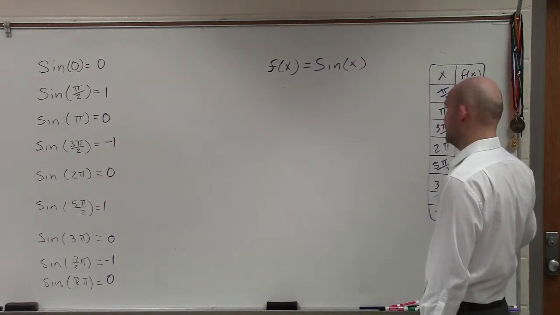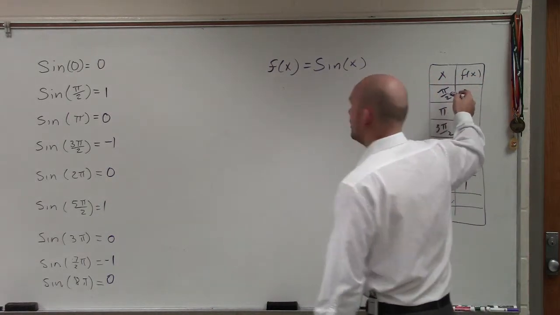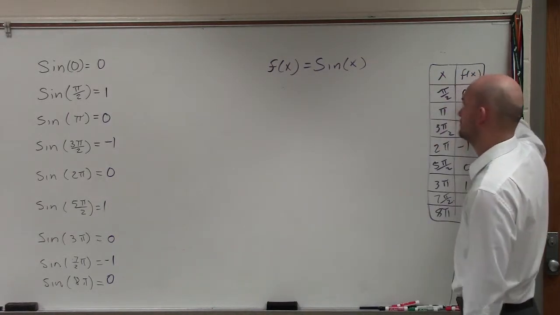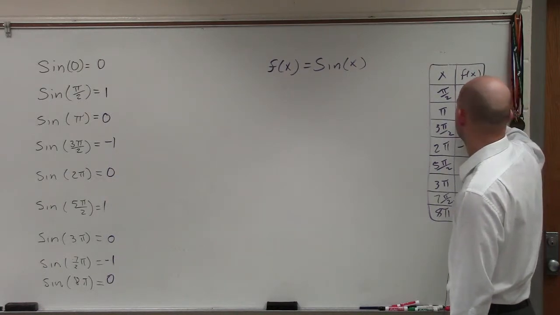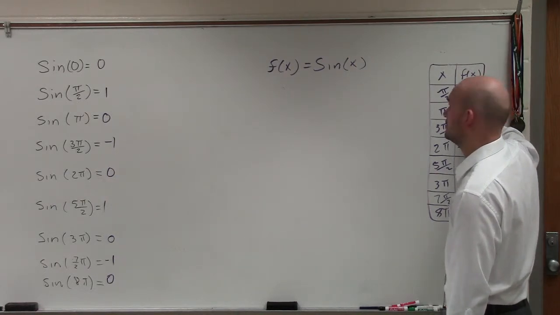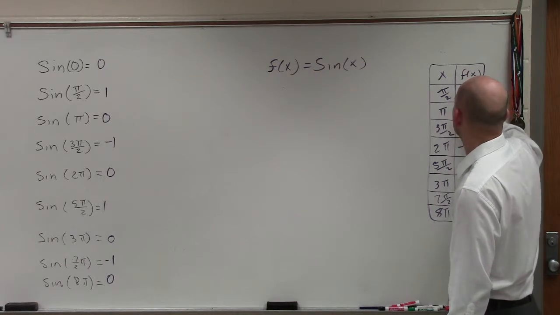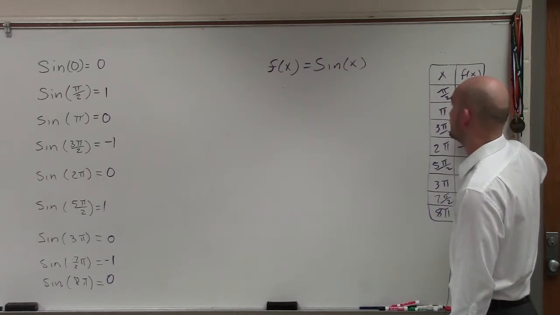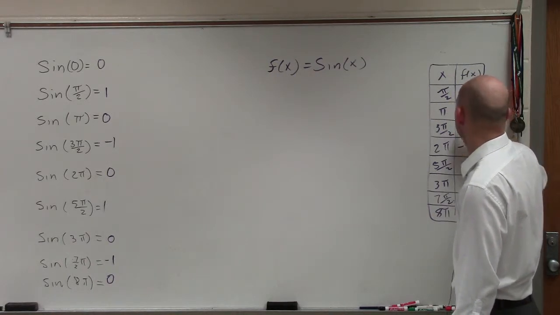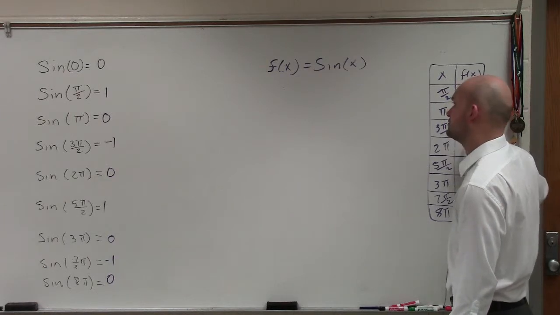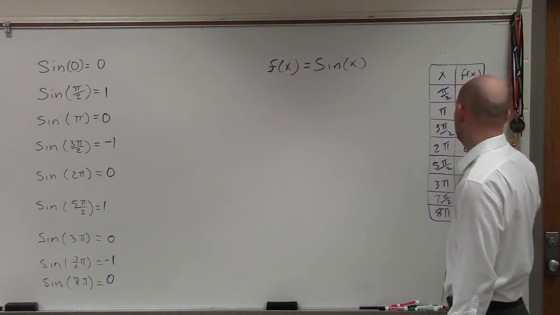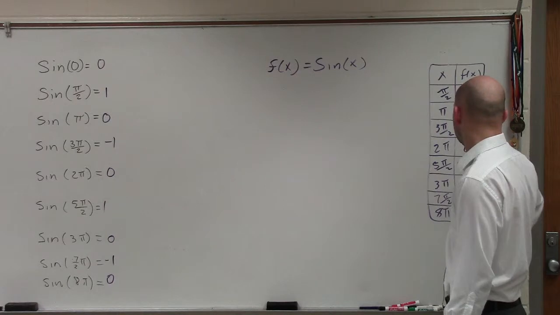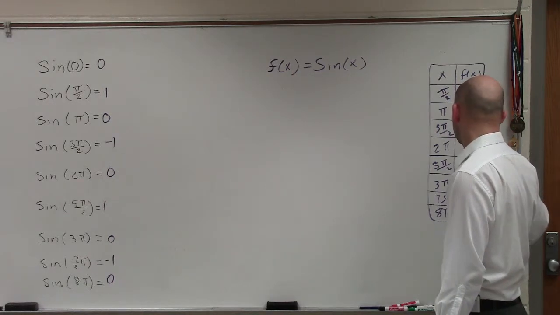What did I miss? Did I miss a value? Oh, I didn't do 0. 0, pi. Pi is 0. 3 pi halves is negative 1. 2 pi is 0. 5 pi halves is 1. 3 pi is 0. Negative 1 and 0.